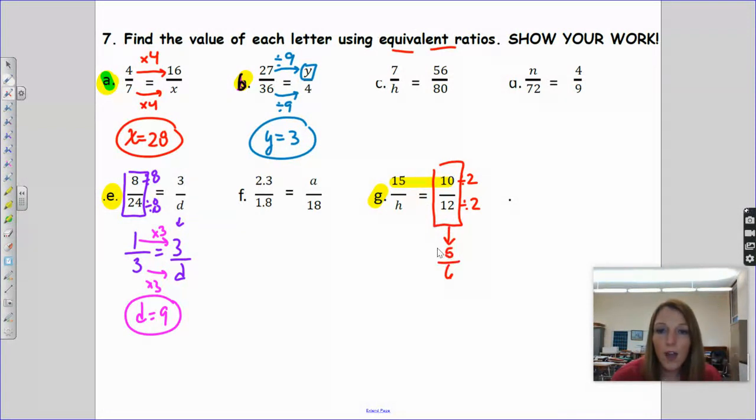I do like the 5 because now if I just bring this down, 15 over h, now I do have something that I can multiply the 5 by to get 15, right? 5 times 3 is 15. So I'm going to do the same exact thing in the same order. So 6 times 3 would be whatever h is. 6 times 3 is 18, so h must be 18.